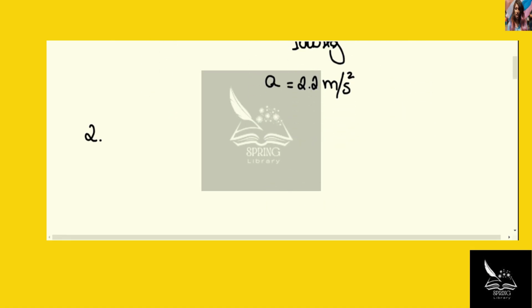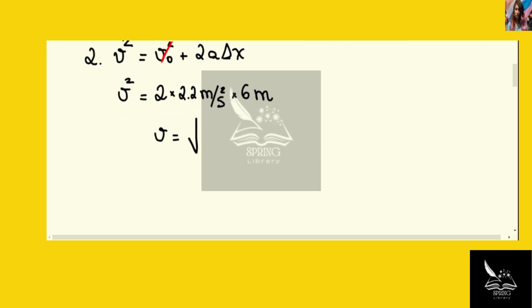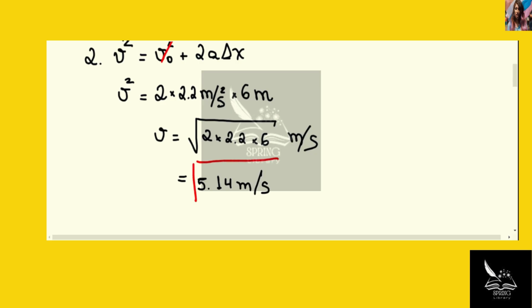Then we can find the value of the velocity. So we know that the velocity squared is equal to v0 squared plus 2a dx. Now v0 squared is 0. The acceleration is 2.2 meters per second squared, and dx is 6 meters. So v is the square root of 2 times 2.2 times 6 meters per second, which is 5.14 meters per second, which concludes our exercise.